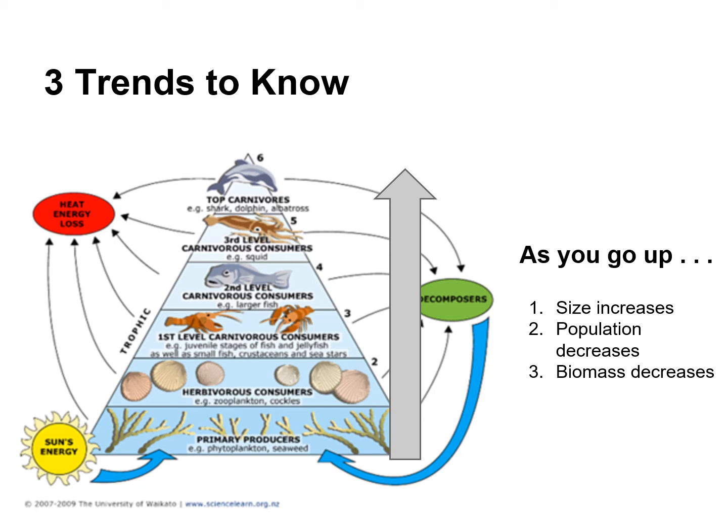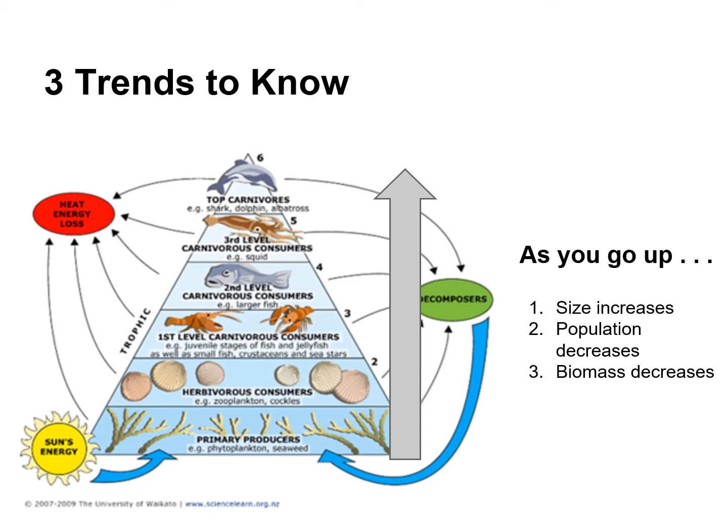Okay, so some trends to know in terms of the trophic levels. Size of the animals is going to increase as you go up. The farther you go up the pyramid, the larger the animal is going to be. So your dolphins are really huge up there at the top of this pyramid, whereas your primary producers, your phytoplankton, are extremely small. It's important to note that it's on the individual scale where that size is going to be different.